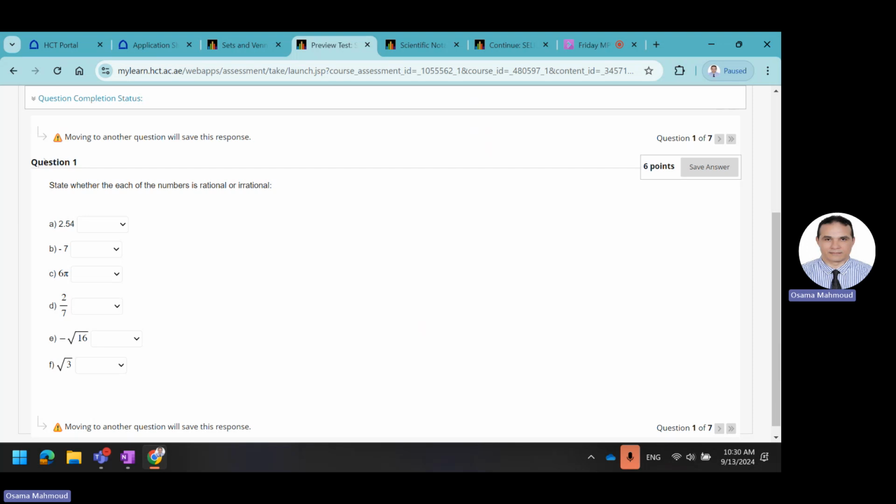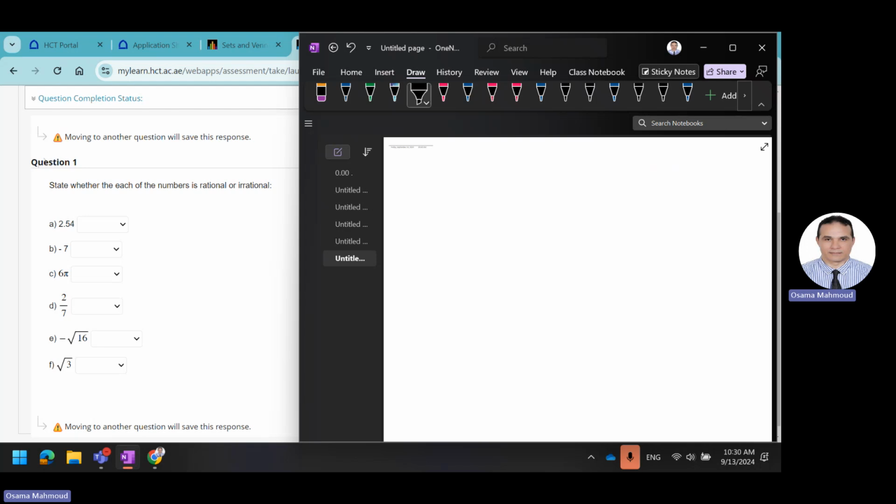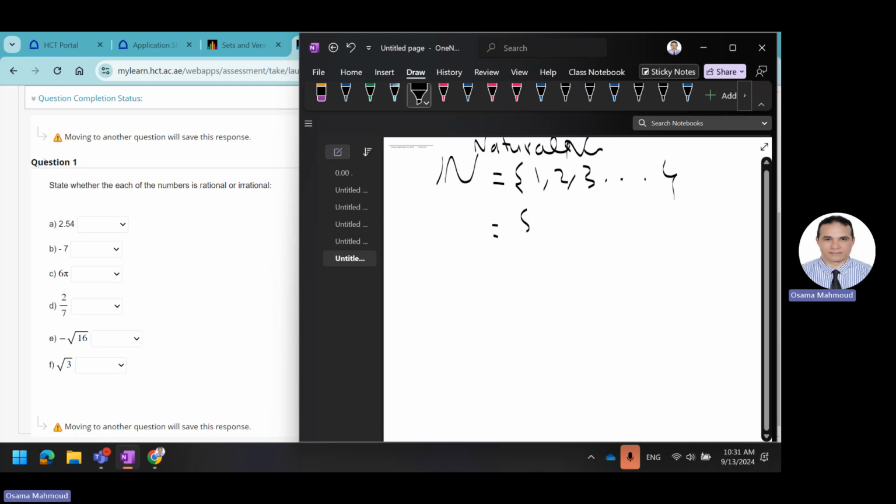Yes, I will talk about the rational and irrational. Okay, let's talk about the number sets. You have the natural numbers. The natural number set is 1, 2, 3, etc. If you add 0 to this one, we call it the whole numbers.